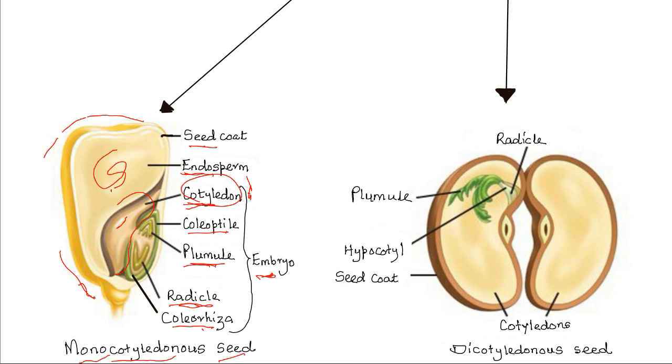The other category of seed are the dicotyledonous seeds. In dicotyledonous seeds, there are two cotyledons. There is a radicle, a plumule that make up the embryo. And of course, there is the seed coat developing from the integuments. Usually, such dicotyledonous seeds have a portion just below the plumule that is known as the hypocotyl that plays a very important role in germination of the seed.